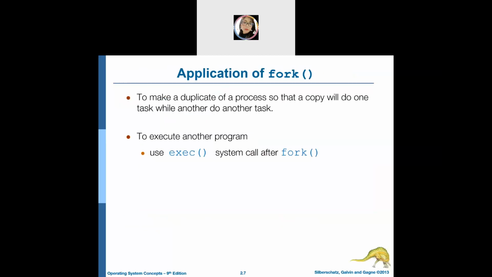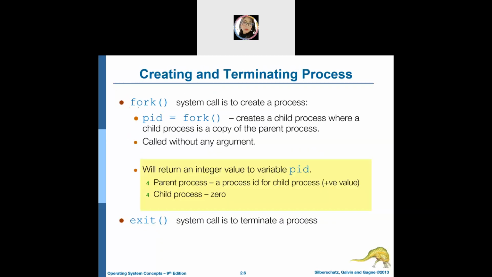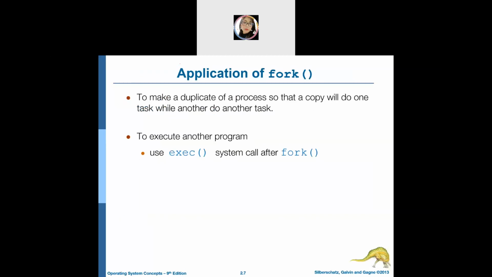Okay, applications of fork. So remember that this one is to create a process. Now we learn what applications of fork are available and what type of process, something like that, because you know fork is creating a process. So to make a duplicate of a process, we mean we copy the existing process, so that one copy will do one task while another will do another task.